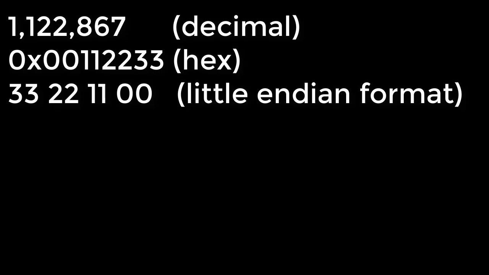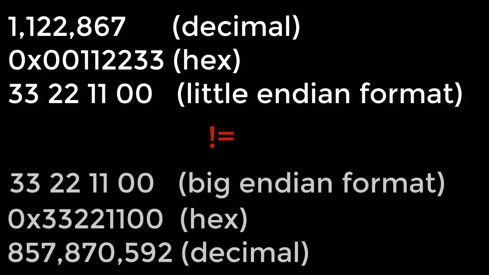But if we sent that same representation, for example, over the network, to a big endian system, it would read that number as 857,870,592, which is a big problem because that's not the number we intended to represent.